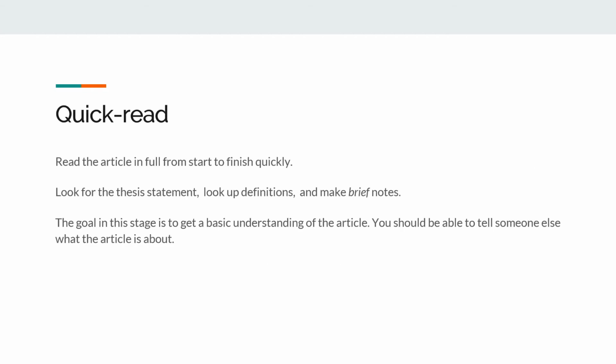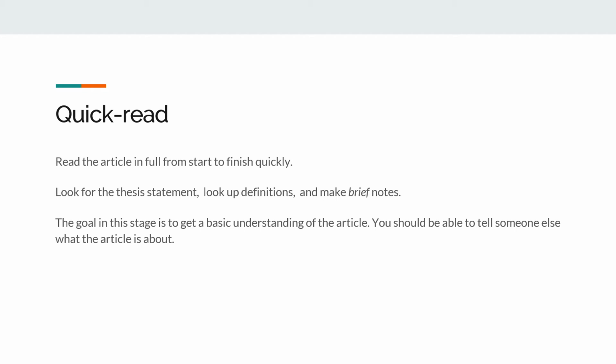The next step is to read the article quickly. Just read it from start to finish. Maybe you're looking up definitions of words you don't know, making just really brief notes. But this is meant to be just a quick read through to see what's in the paper. Not even necessarily to understand all the different ins and outs, all the different arguments, but just to see what's in the paper.